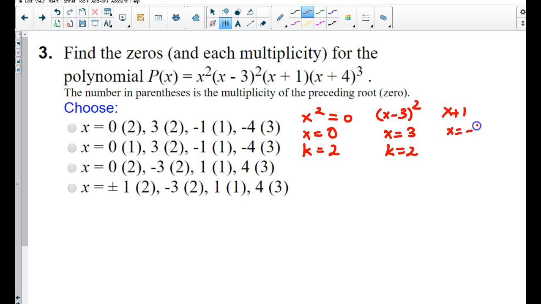And here we have a 0 at negative 1, with a multiplicity of 1 because there's no exponent showing, so we assume 1. Here we have a 0 at negative 4 with a multiplicity of 3. And so that is choice 1.